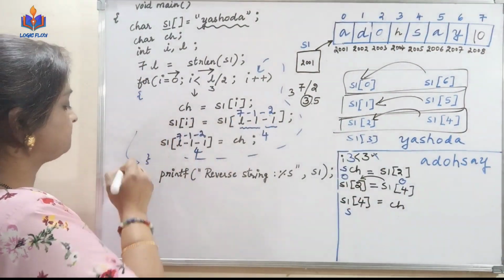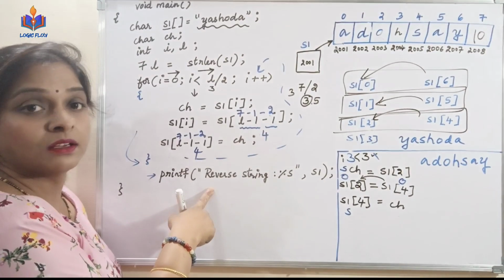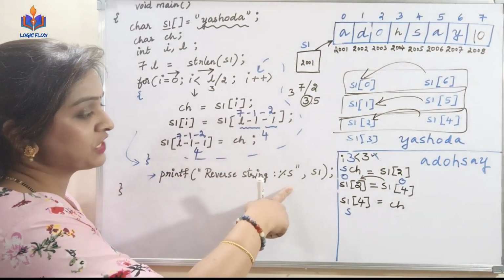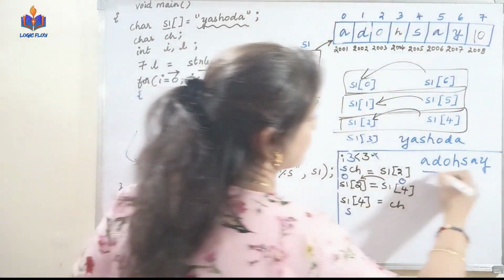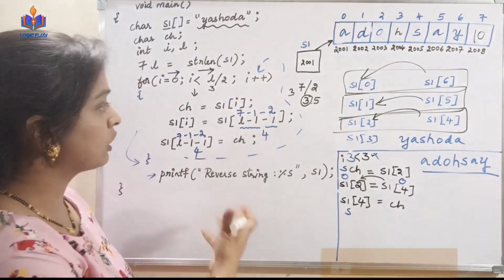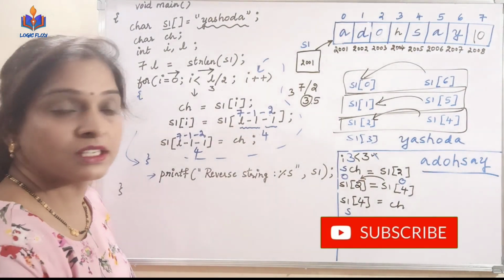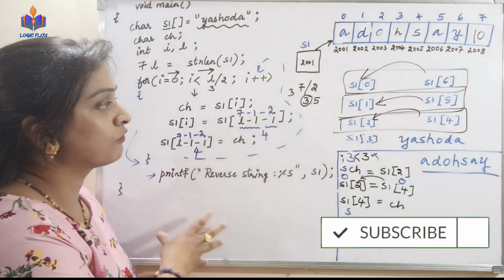Come out of the loop. Control to this point. Print the reverse string. Percentage s, S1. So S1, I'll get that reversed string. So this is how the logic runs. Hope you have understood with this. So this is the dry run of the program.